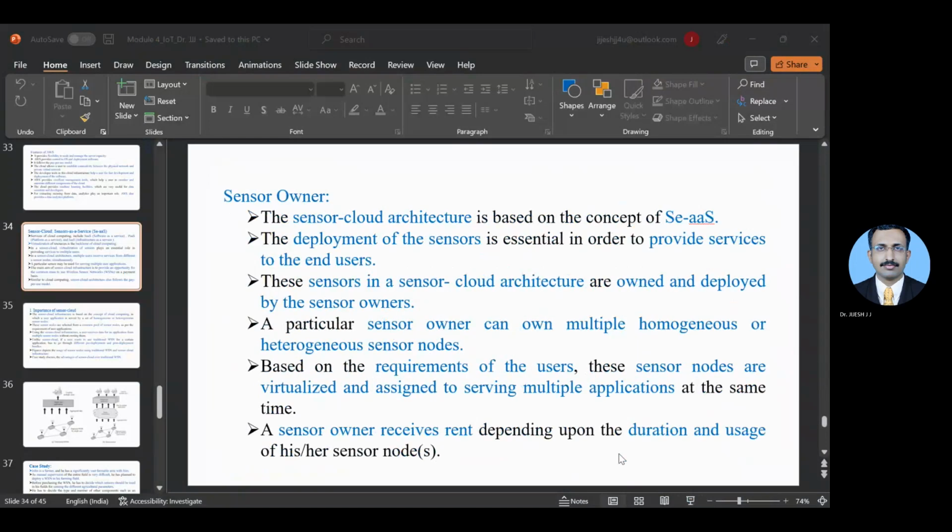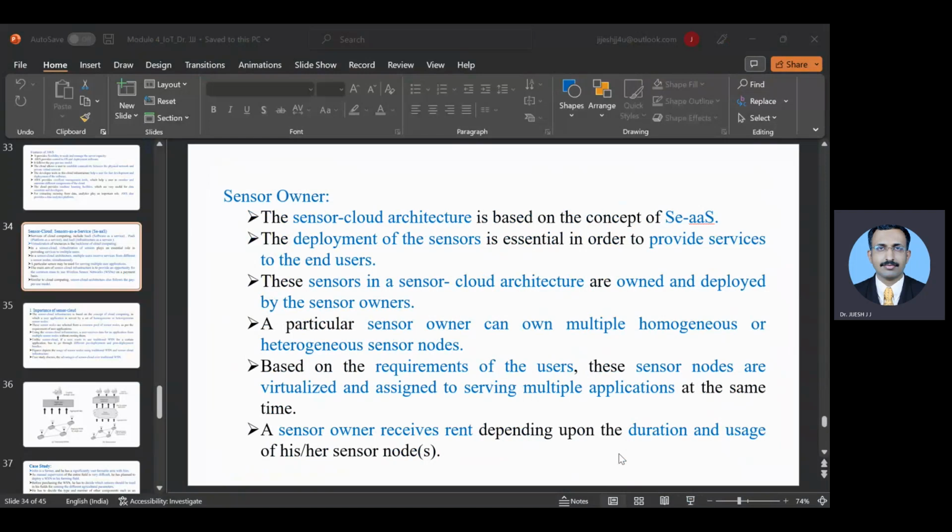Okay. Now the next one is the sensor owner. What is the use of a sensor owner? Now you are paying, for example, 1,000 rupees to the cloud service provider. He will also be associated with many others, isn't it? A single person cannot drive the entire process. So he will distribute the amount you give to different people. One of them is the sensor owner.